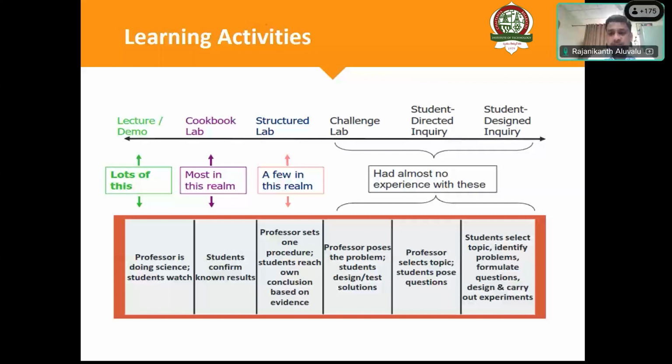Then comes the next maturity lab model. We call it the challenge lab. And here it's very simple. The professor poses the problem, whereas the student will design and test the solution.